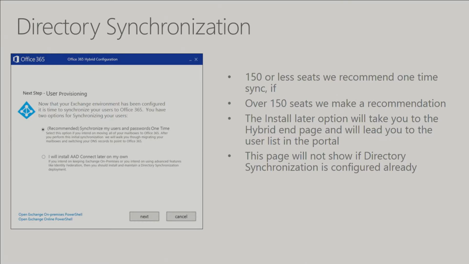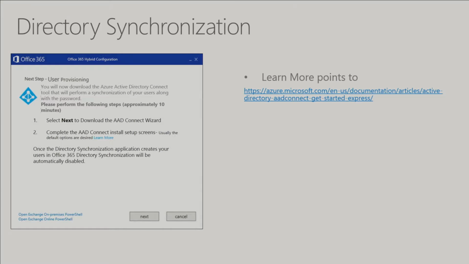Now, these are not final views of this. It's actually been updated from this, but this is just an idea of what it's going to look like, where it'll ask if you want to do a one-time sync or if you want to install AAD Connect on your own separately. That recommended label that's showing there, or not showing there, we will show recommended if you're under 150 seats. If you're over 150 seats, we won't show anything. You'll be able to pick whichever option you want. We will not make a recommendation.